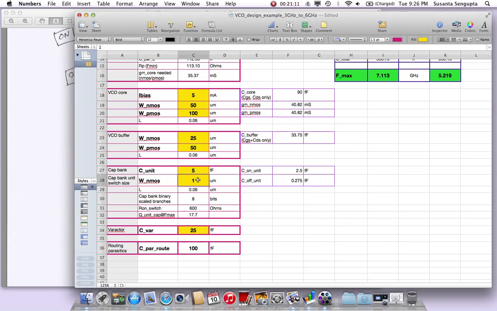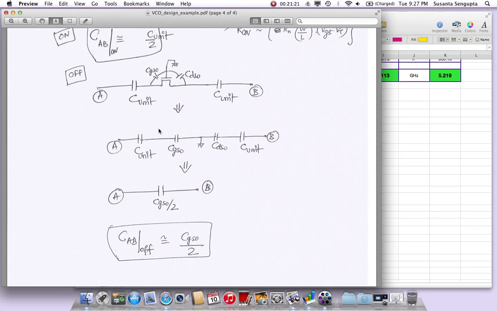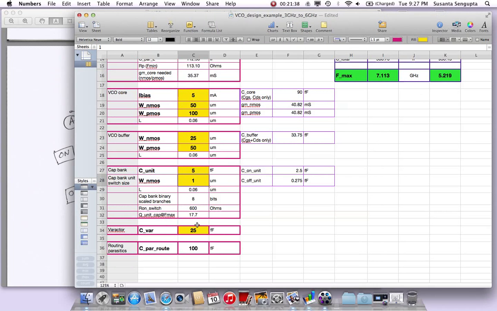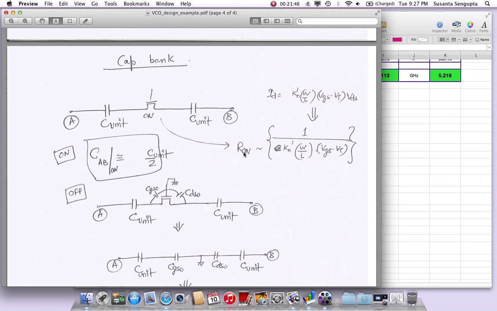The other thing I also need to calculate is, I assumed that the switch size is 1 micron. If I have an NMOS with a switch of 1 micron and the length is 0.06, is its R-on going to be small enough? Because remember, when this switch is on, there is an R-on, and that R-on along with C by 2 causes the Q of this branch, right? So the Q of this branch should be high, it should not be lossy. So to calculate the Q, you find the R-on of the switch. So the R-on of the switch is what I'm finding from this formula that I used.